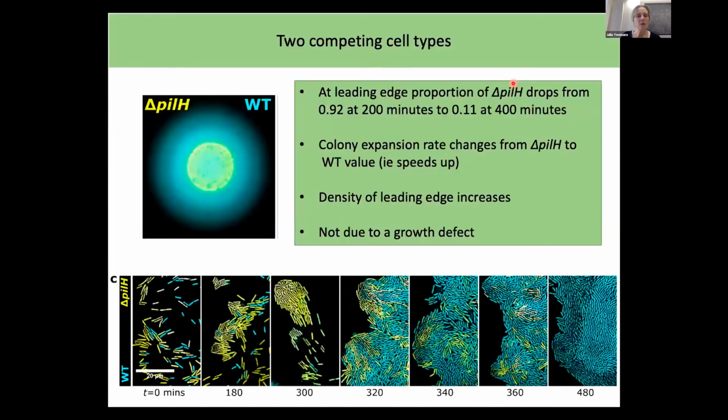Let's also look at what happens near the edge of the colony. The fast ones are yellow and the slow ones are blue. At early times, the fast ones are definitely dominating the edge of the colony. But at later times, you can't really see any fast ones anymore, and you get these blue ones instead. So somehow, the slow ones are doing a better job of spreading out.